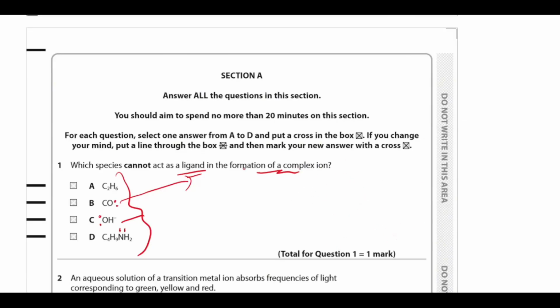So the only option here will be A, considering it has no lone pair of electrons. Since it has no lone pair of electrons, it won't be able to act as a ligand for the formation of a complex ion. So A will be the correct answer.